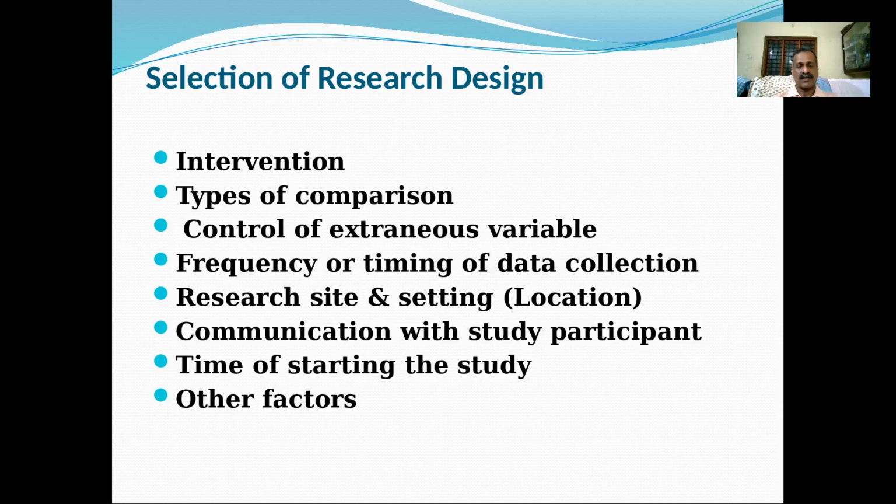So if intervention is there, we choose either an experiment, quasi experiment, or pre-experimental studies, or we go for a non-experimental study. So whether intervention is there or not, that is the first factor which determines the selection of a design. Now the second factor is the type of comparison, and there are numerous types of comparisons because comparison is one of the important aspects of conducting research. Only if we compare can we identify the difference.